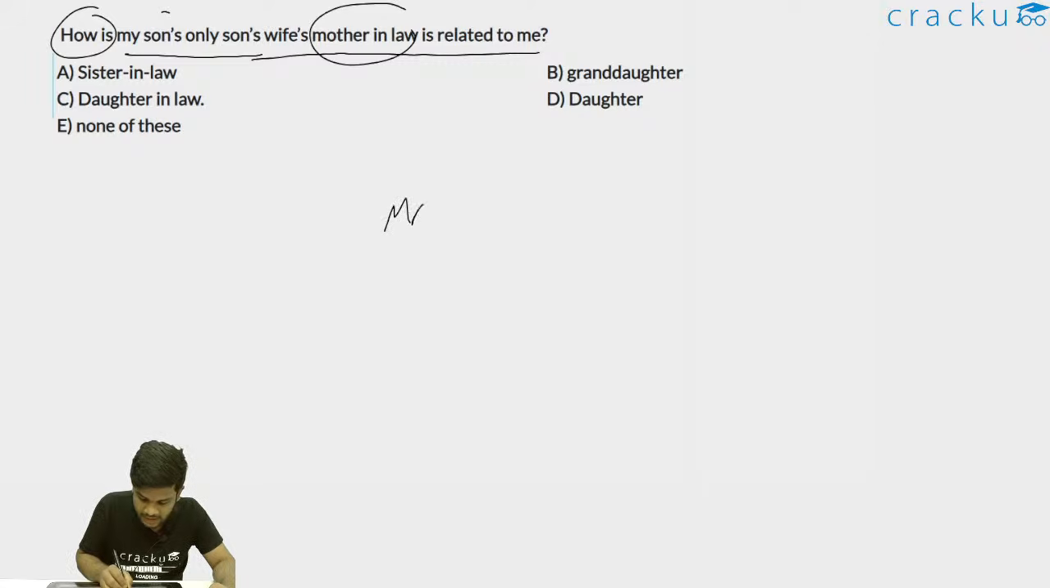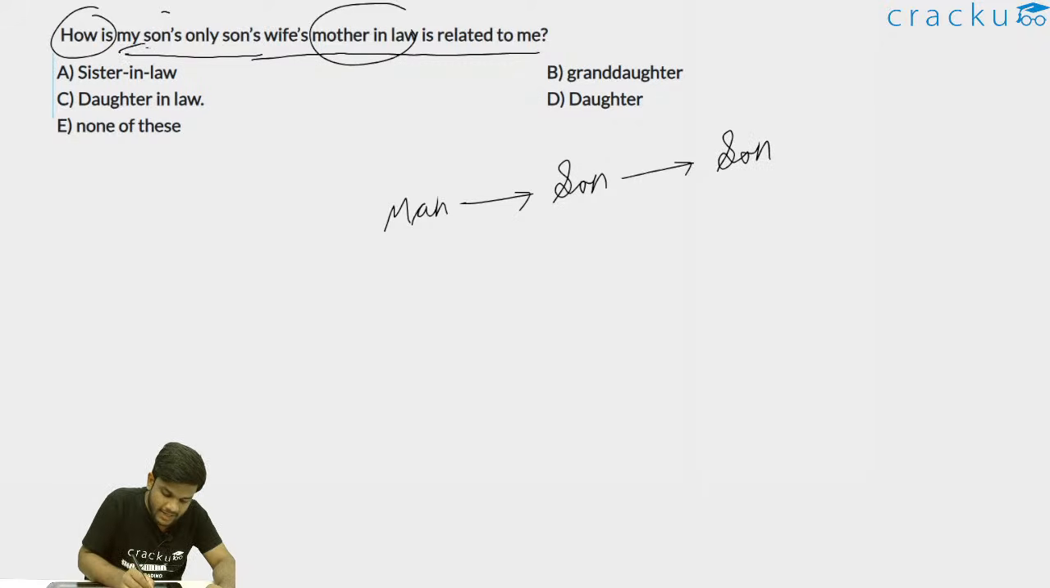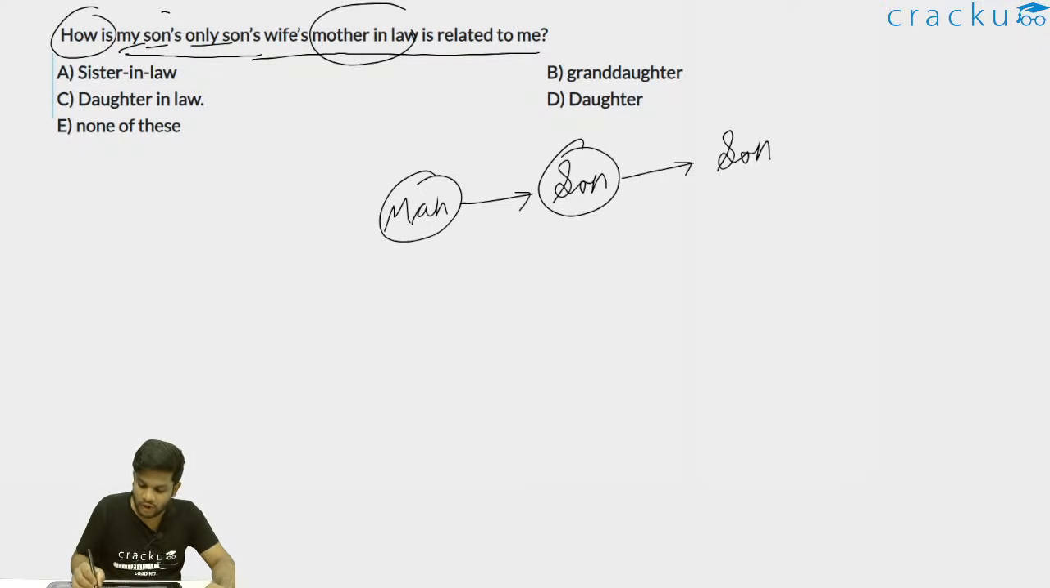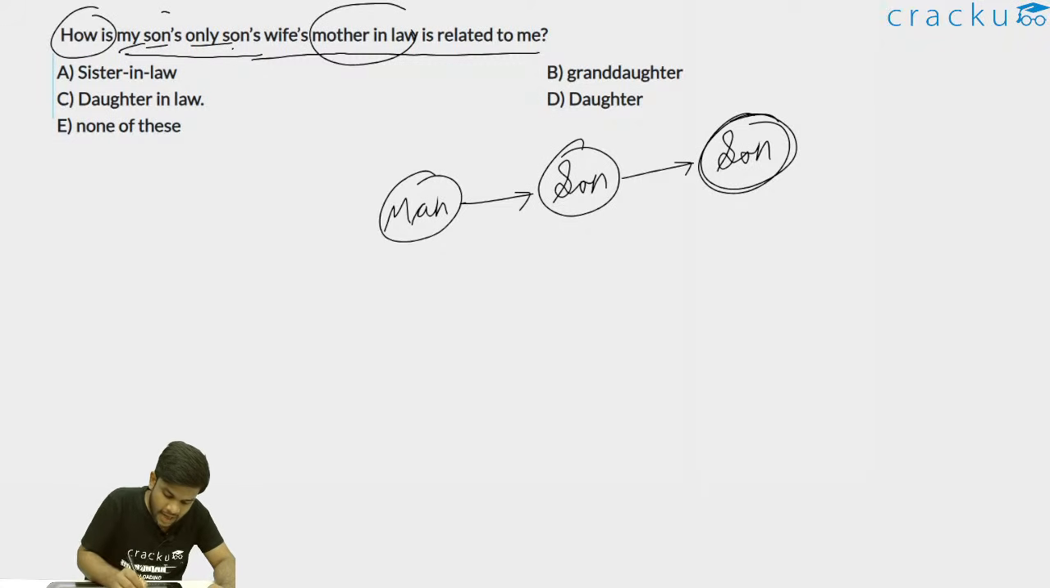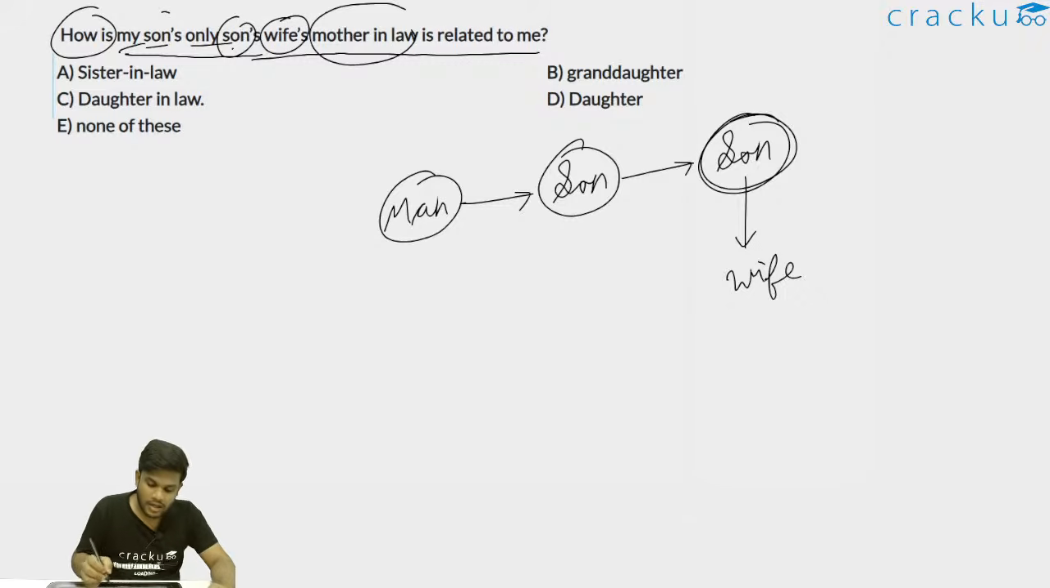Let's say I take a man, he has a son, and that son also has a son, because it is said my son's only son. So that means a man has a son and that son also has a son. Now this last son's wife, so this son has a wife. And then it is said that the person we are talking about is the mother-in-law of the wife. So she is the mother-in-law.